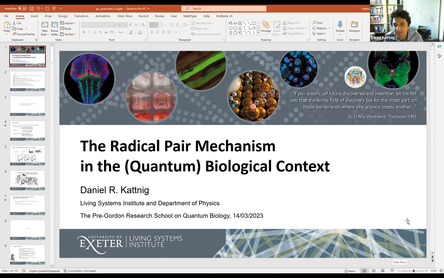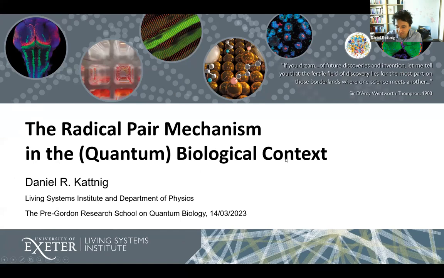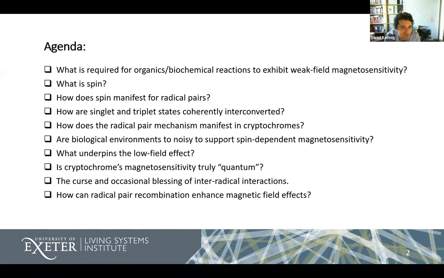Well, then let me start my presentation. I've been asked to talk about the radical pair mechanism in, I guess, the quantum biological context. Let me change this to presentation mode. And well, off we go. So this is my agenda for today. You will see that it's relatively extensive. There are some repetitive thoughts. I will once again talk about spin and how spins manifest in radical pairs.